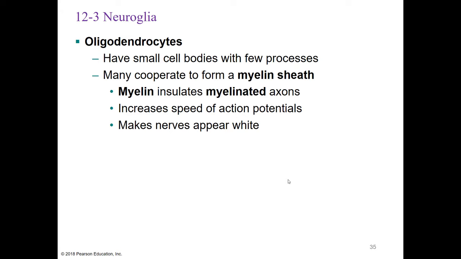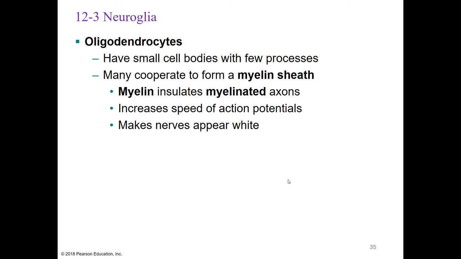So next we have oligodendrocytes, and these guys have very small cell bodies with very few processes. They form what is called a myelin sheath. Myelin is super important because it's going to insulate some axons. The axons that are insulated by this myelin are called myelinated axons. And what that does is it's going to speed up the action potentials that go through the neuron. When we insulate the neurons, action potentials go faster. So we'll talk about that a little more in the second half. It also makes nerves appear white. So myelin gives nerves a white and shiny appearance.